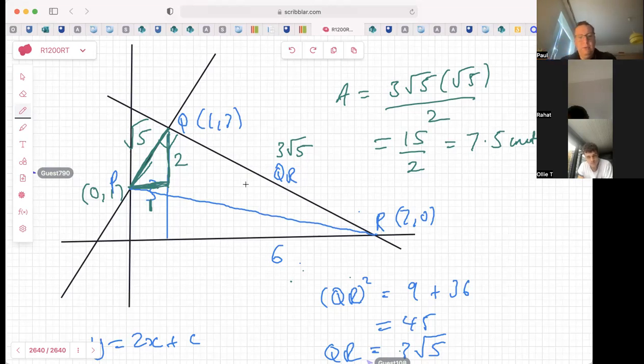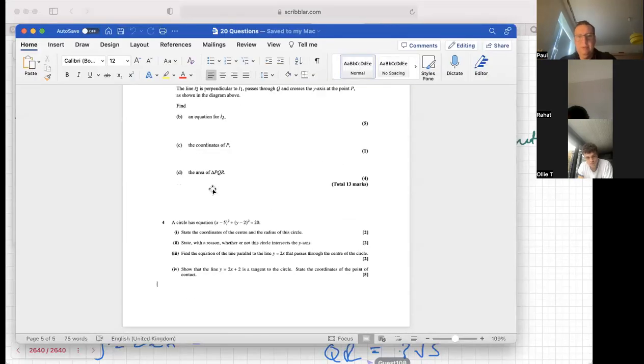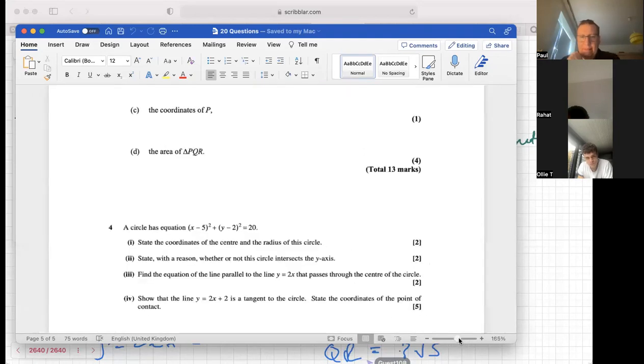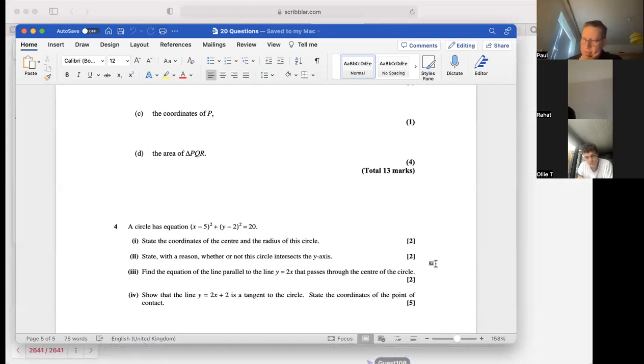Cool. Okay, so let's have a look at the next one, which is about circles. So you've got an equation for the circle, and what's the point of algebra? Where two lines meet. Yeah, two lines, a line and a curve, curve and a curve, line and a circle, anything.